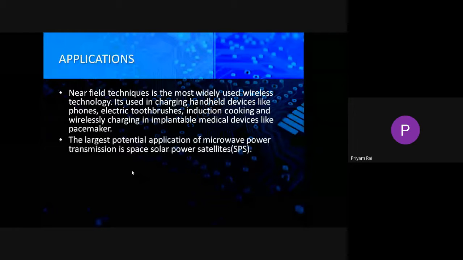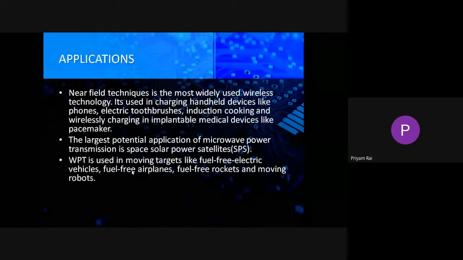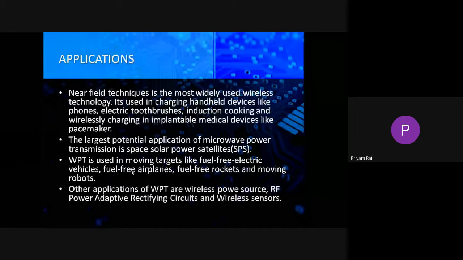The largest potential application of microwave power transmission is space solar power satellites. Wireless power transmission is used in moving targets like fuel-free electric vehicles, fuel-free airplanes, fuel-free rockets, and moving robots. Other applications are wireless power sources, RF power adaptive rectifying circuits, and wireless sensors.